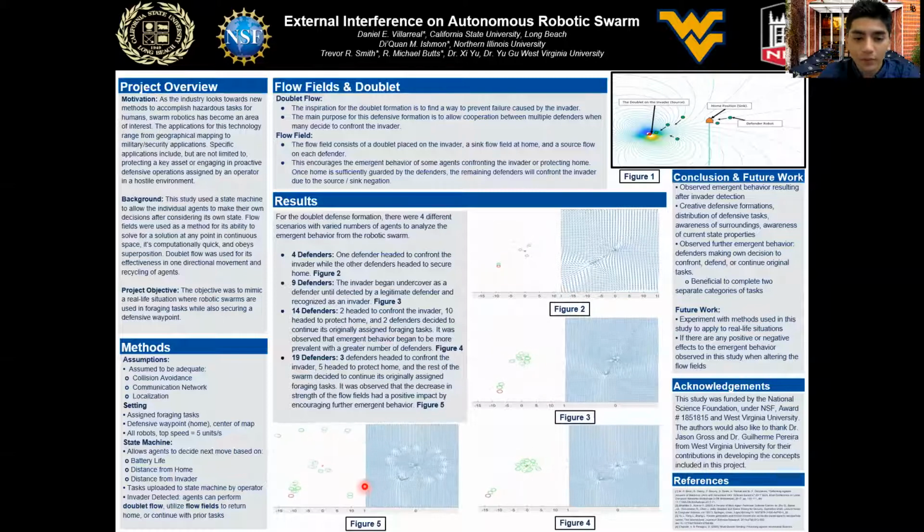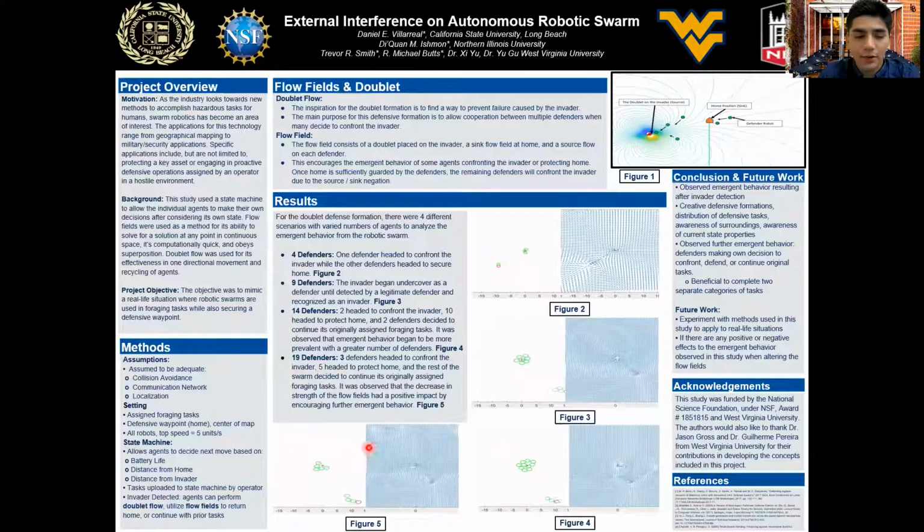As we can see here, where my laser pointer is, that is the doublet, this circular movement here. That's what they're trying to accomplish. But their main goal above anything else is to have the invader out of the area. The doublet formation is just an opportunity for them, a different form of defense to take up. As you can see, some of them are attracted to the invader and will decide to follow it as far as it will go.